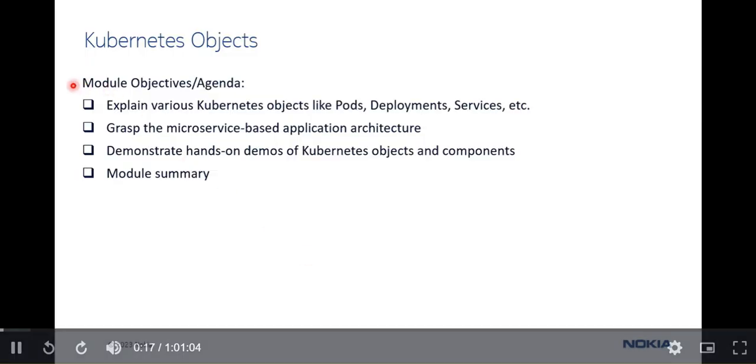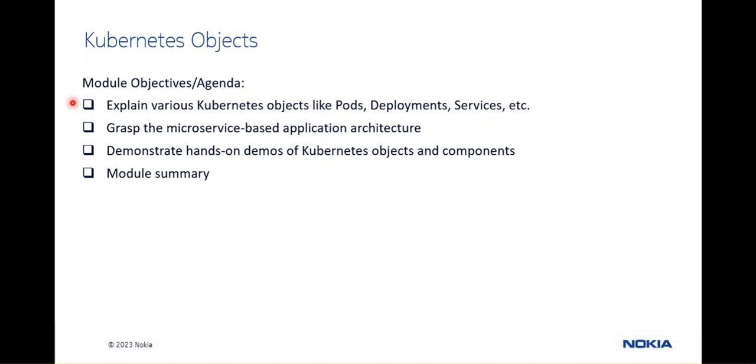Here is a high-level overview of the different sections of this module and their objectives. We will start by explaining the most fundamental Kubernetes objects like pods, deployment, services, and jobs. We will understand the purpose of each object type and how we can create and use them. Then we will describe the microservice-based application architecture.